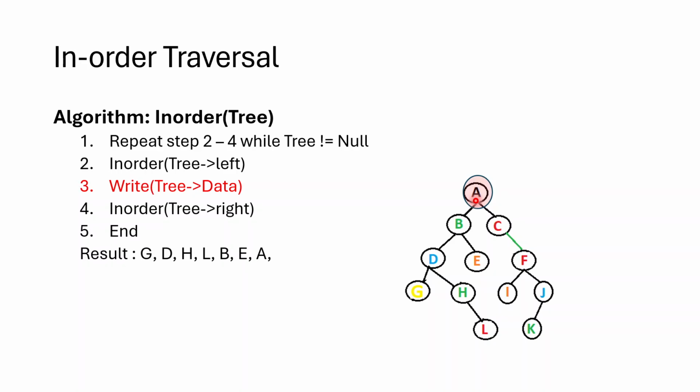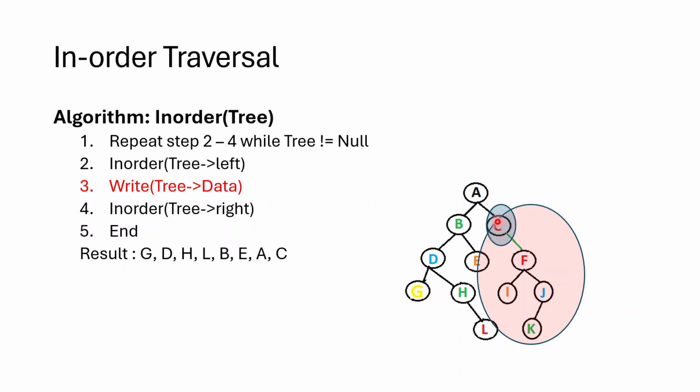Okay. So once root is completed, then I'll go to the right side fully: C, F, I, J, K. So here, next is C. For C, is there any left child? No. So since there is no child for C, the left child of C is not there.